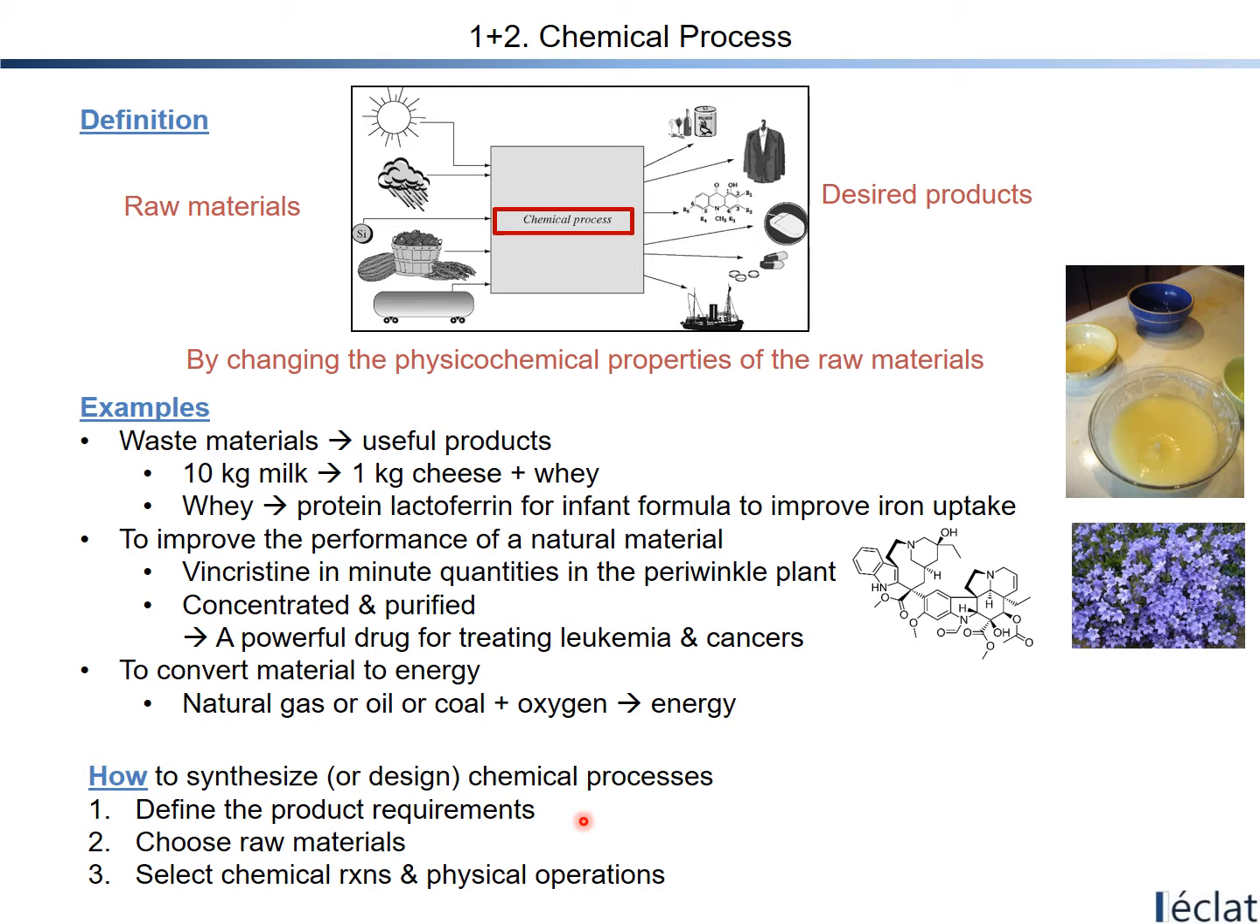In this class, we will use the other word, synthesize. Synthesize means design in this course. So again, how can we synthesize chemical processes? Three steps will follow. Define the product requirement. Of course, choose raw material. So define this one and then choose this one, and then let's go to the center. Select chemical reactions and physical operation. We should think about the chemical process.